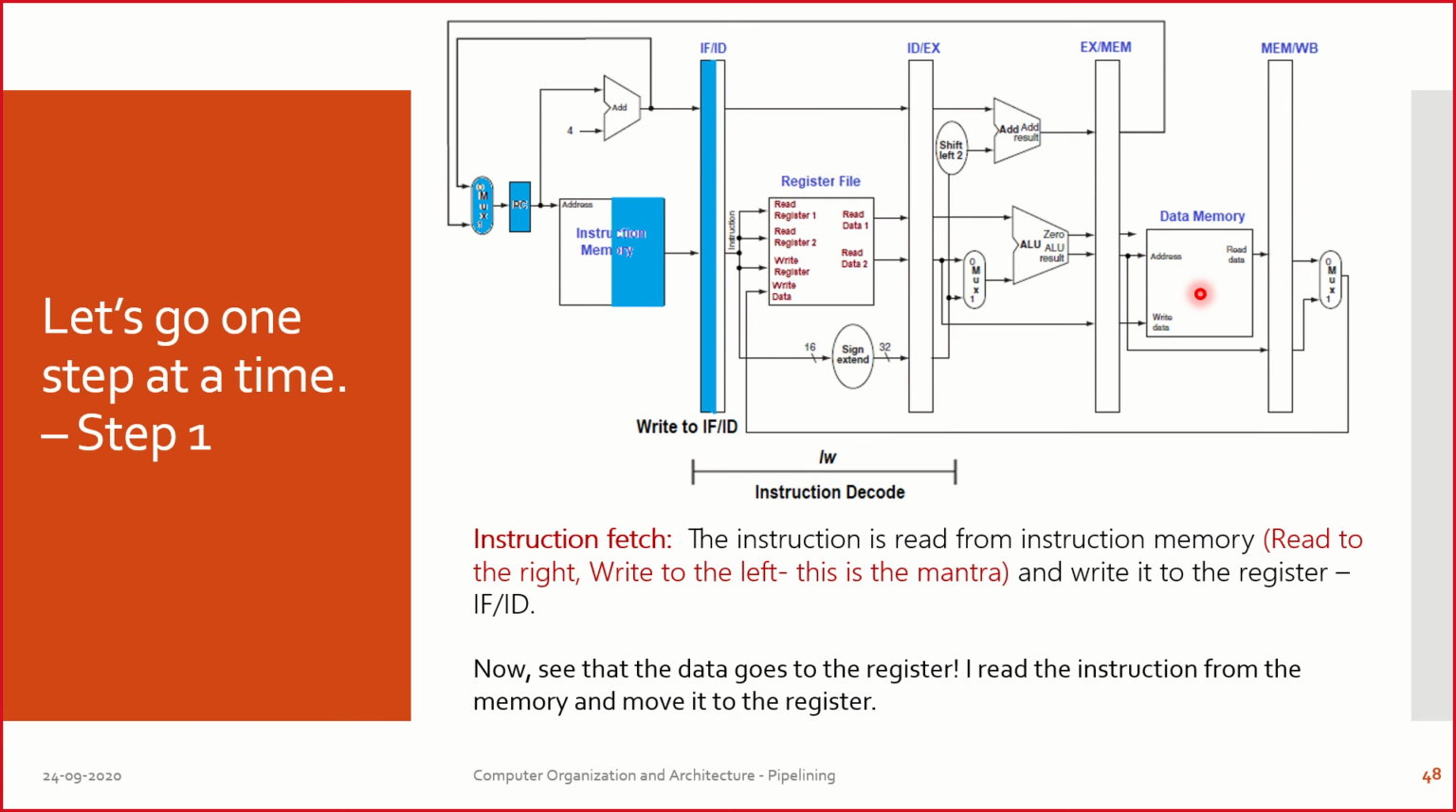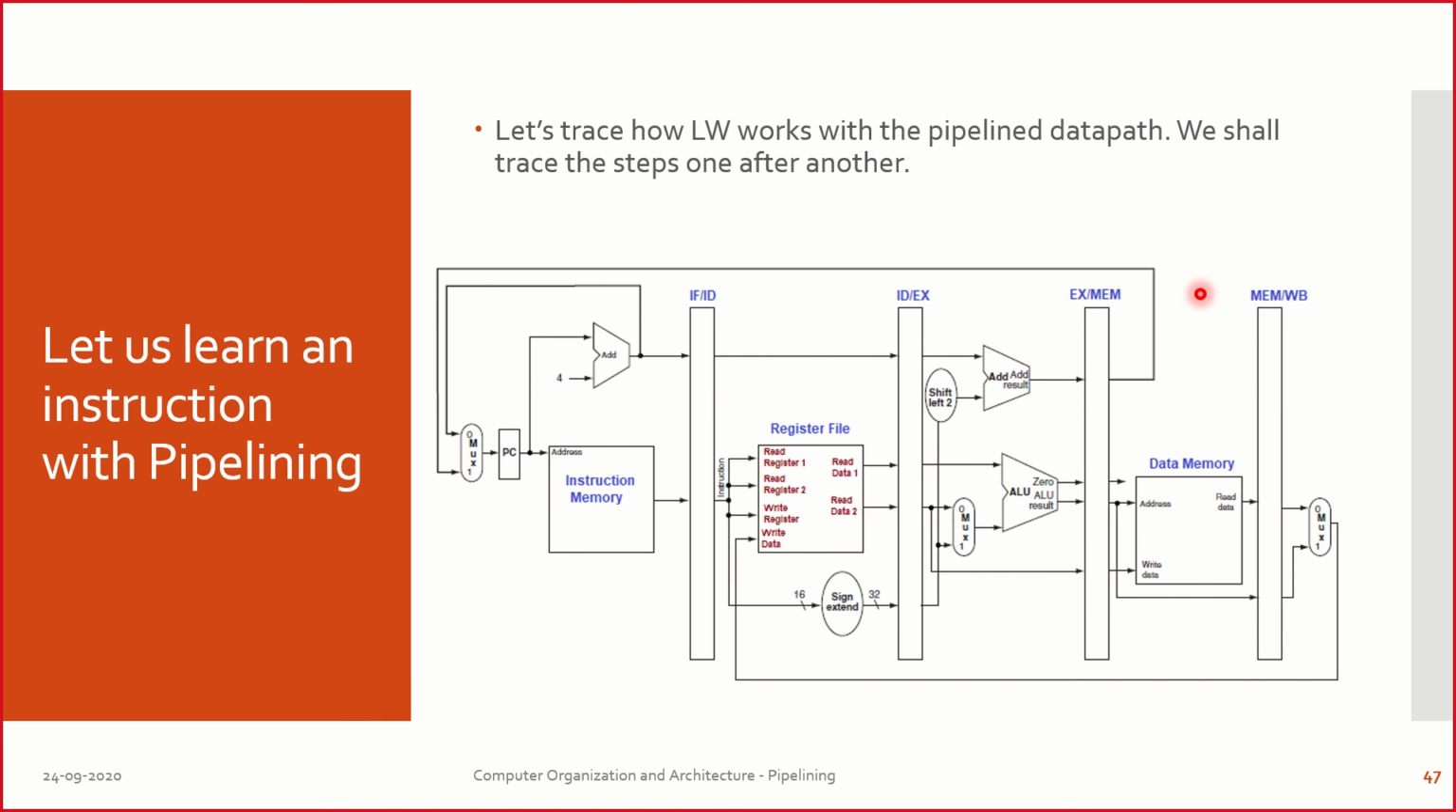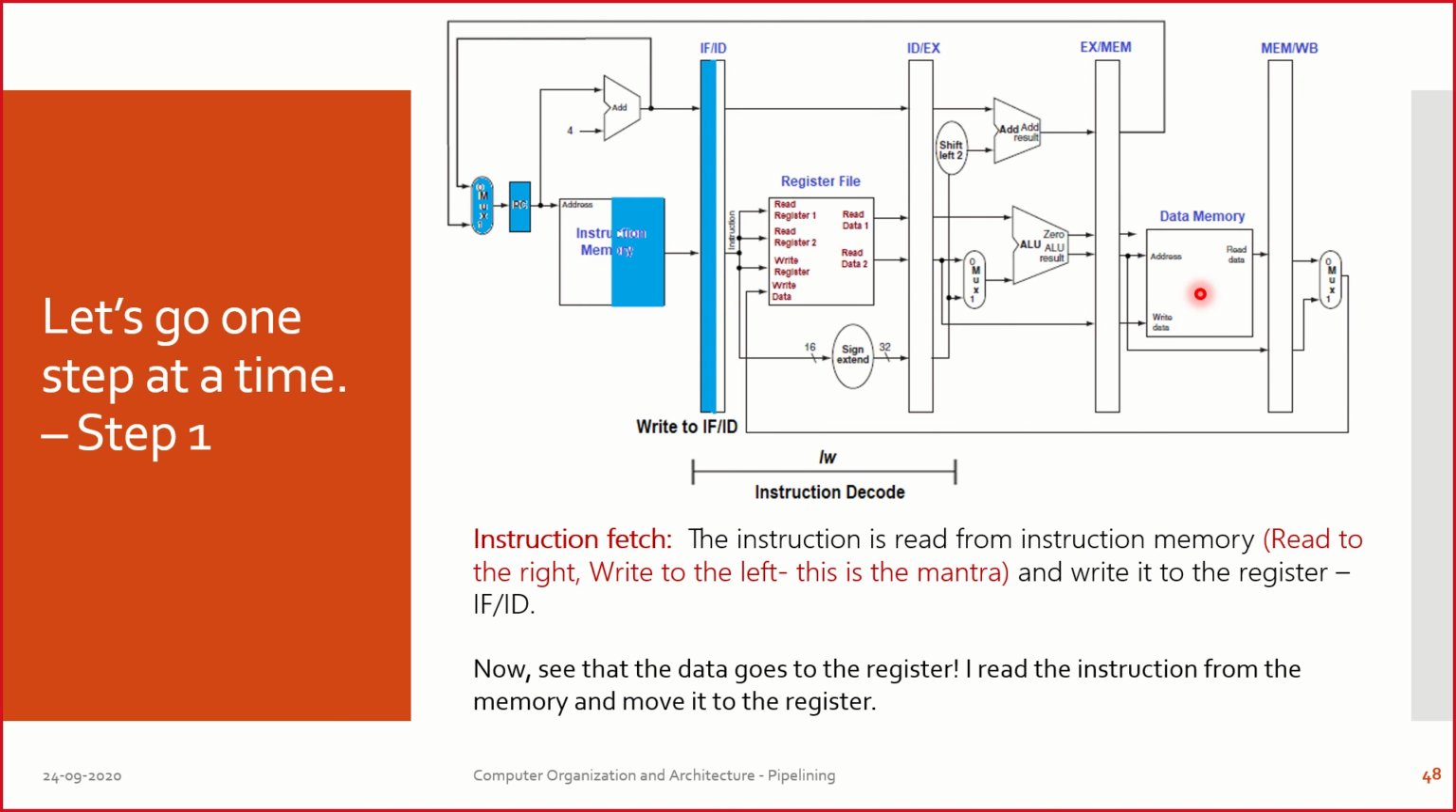Now, what are we going to do, sir? We are going to trace the data path for load word. So how do things work, sir? Very simple. Always remember, I need to read to the right and write to the left. The read happens from the right and the write happens to the left. All of you remember it, do not forget it.